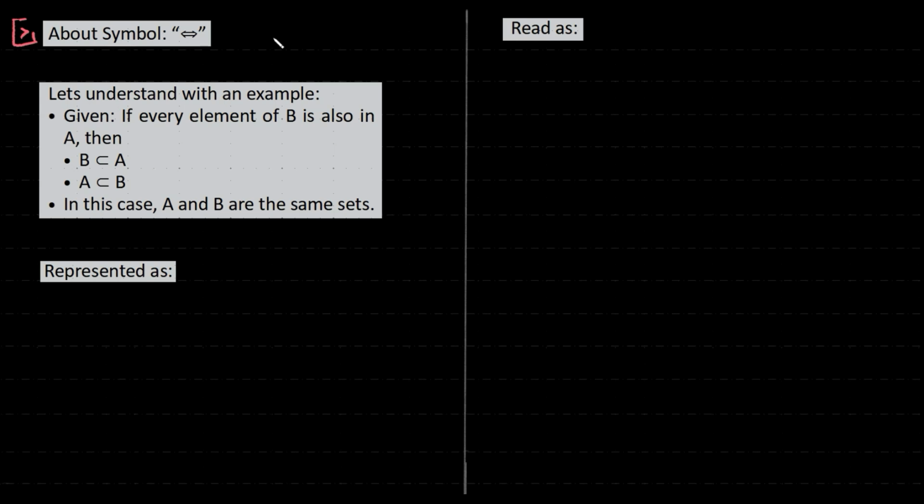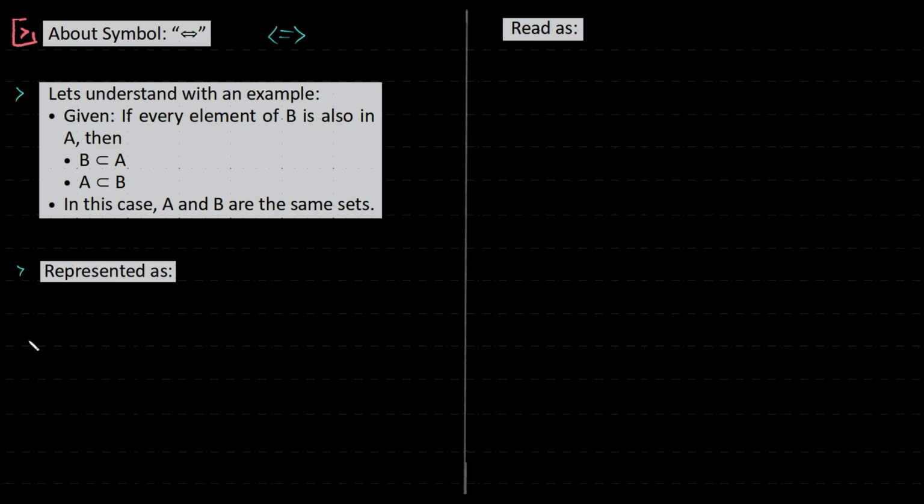The next symbol that we need to understand is an equal to sign with two arrows. So we'll understand this with an example. So we'll begin with, if every element of B is also in A, then B is a subset of A and A is a subset of B. In this case, A and B are the same sets, right? So let's talk about this.